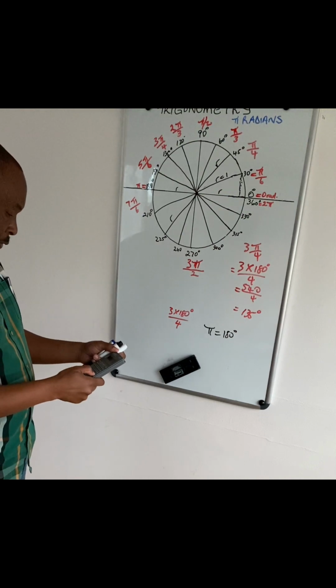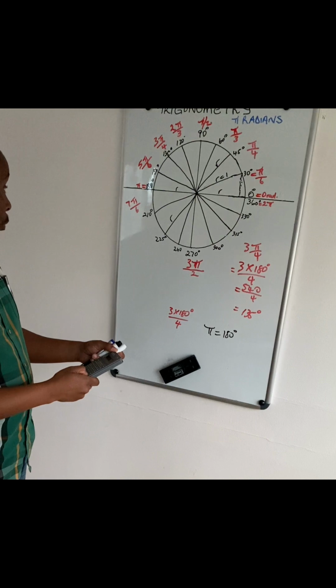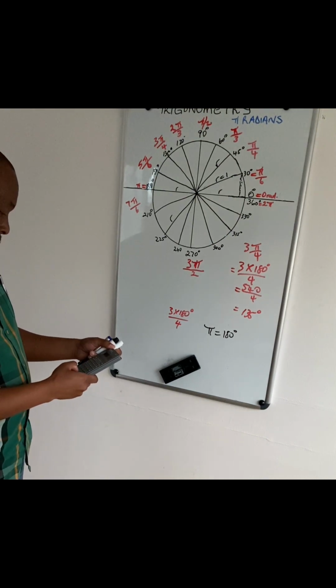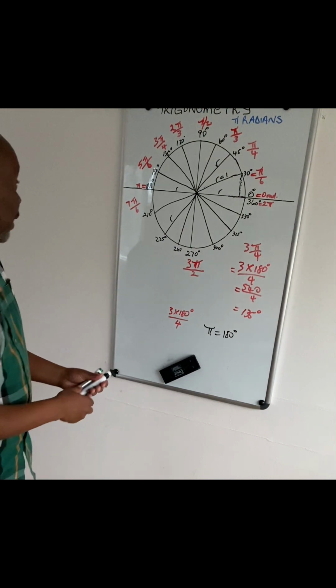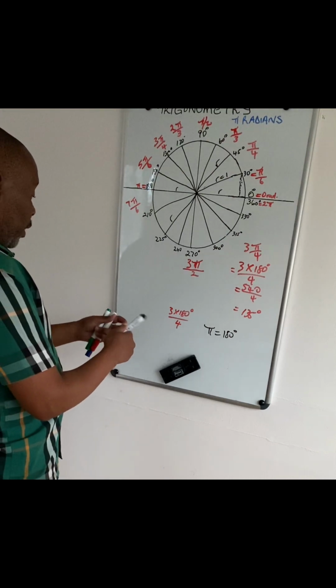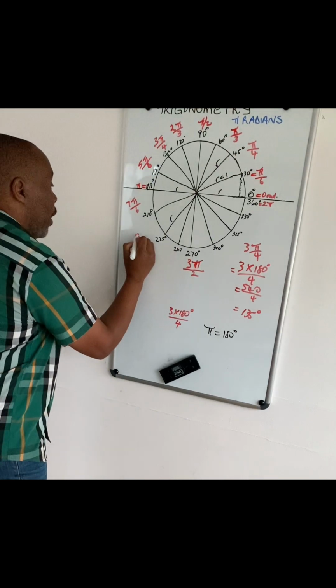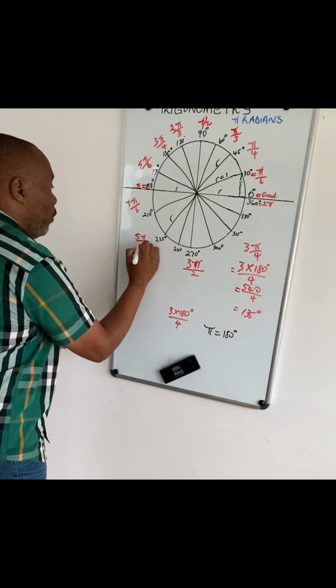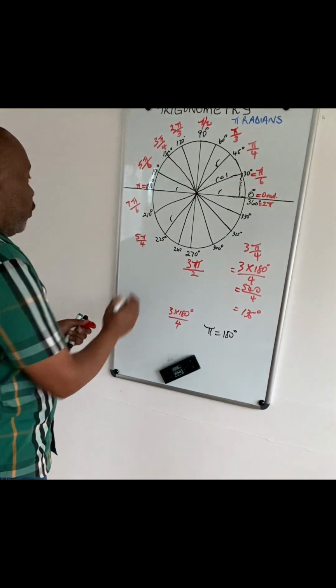Let's check 225 degrees, which is 5 times 180 degrees, and then we divide it by 4. Let's see. It's 225. So 5 pi over 4. Here we've got 5 pi divided by 4. It will give us 225.